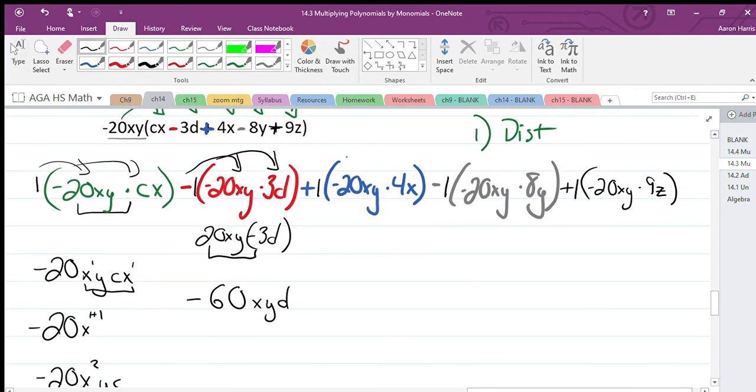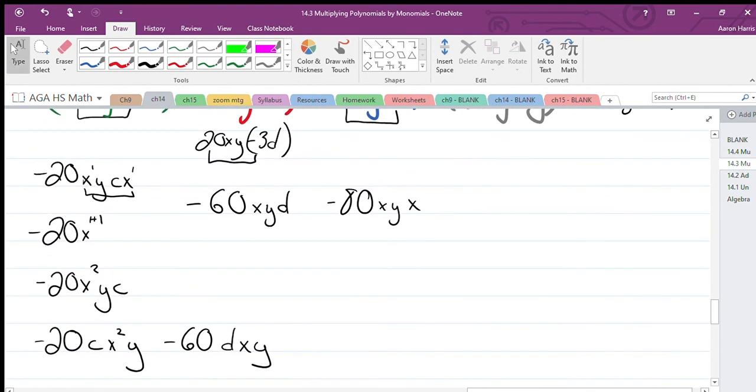This is a positive 1. If I put a positive 1 in there, does it change anything? No. So negative 20 times 4 is what? You got it? Negative 80. Because a positive times a negative is a negative. And then I just get x, y. Here's another x. So what do I have to do with these x's? They have powers of 1. I need to add them. And what do I get? Negative 80x squared y.